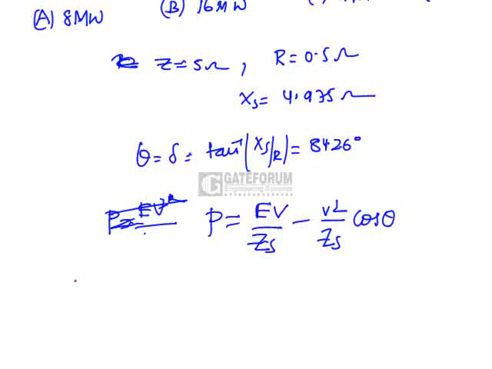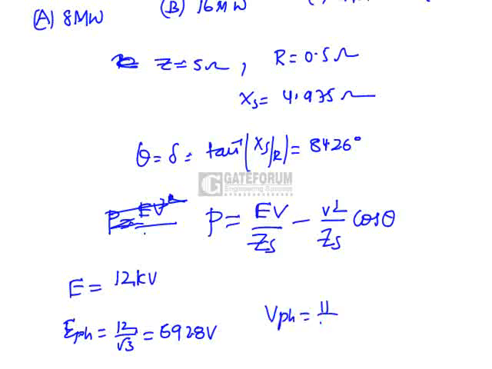Now what is the E value there? E is equal to 12 kilovolts, he has given it as 12 kilovolts. From this I can calculate E phase as 12 by root 3, which is equal to 6928 volts. Similarly, V phase is equal to 11 by root 3, that is 6350 volts. Now what is the cos theta value? Cos theta is equal to R by ZS, which is 0.5 by 5, that is 0.1.